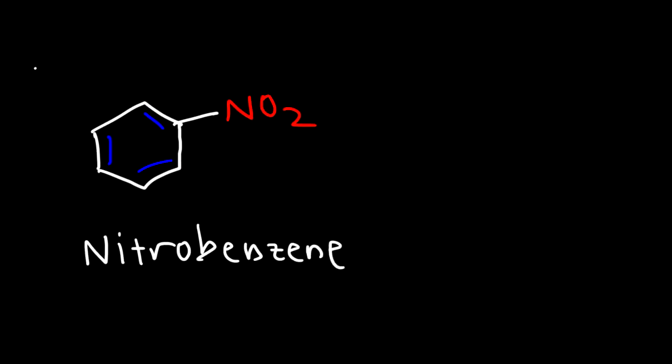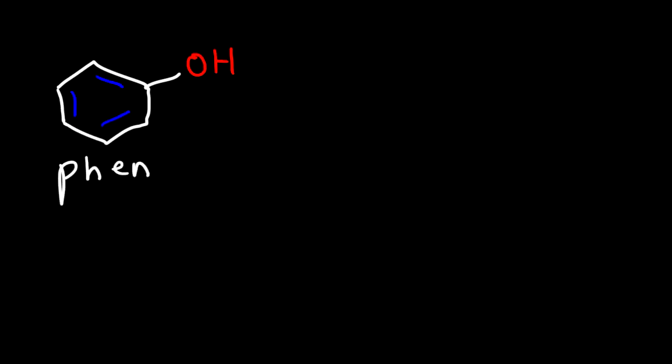By the way, I recommend having a piece of paper or something to write these names down, because these parent names, you need to commit them to memory. Now what about the next one? Let's say we have a benzene ring with an OH group. What do you think the name is called? The name is called phenol. That's the common name for this.